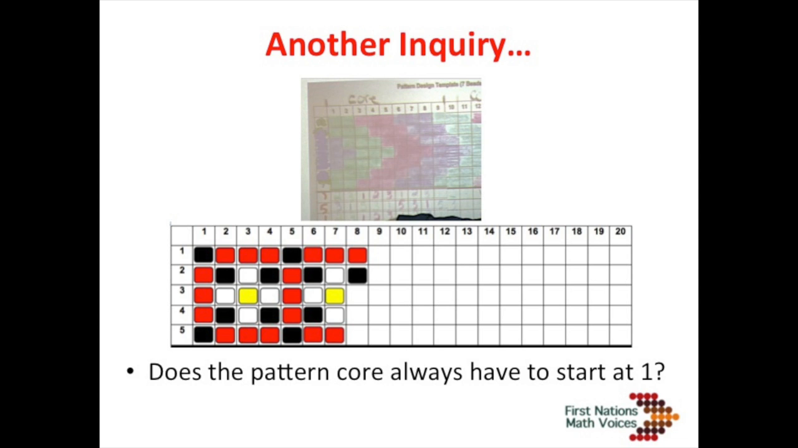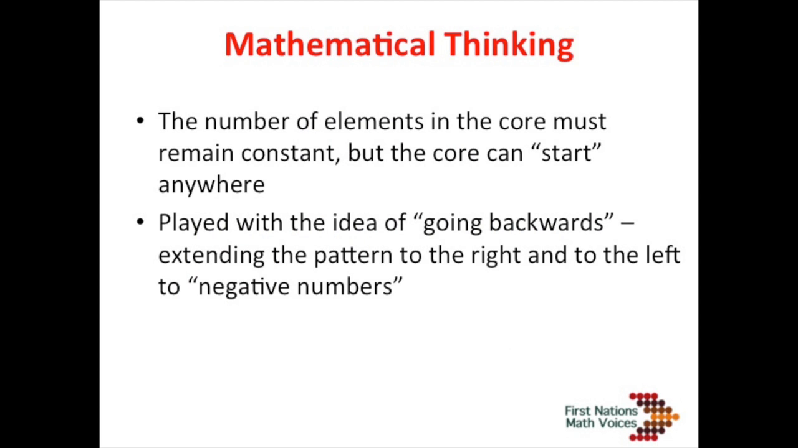In the bottom example, students began to be able to perceive that any 4 columns could be considered the core of the pattern. Again, the important idea was that the core was made up of 4 columns but could begin anywhere. Students decided that it is the number of elements in the core that must remain constant, but that the core can start anywhere. They also played with the idea of going backwards to column 0 and potentially to negative number columns. This is an interesting way to begin to think about other quadrants on a Cartesian grid.